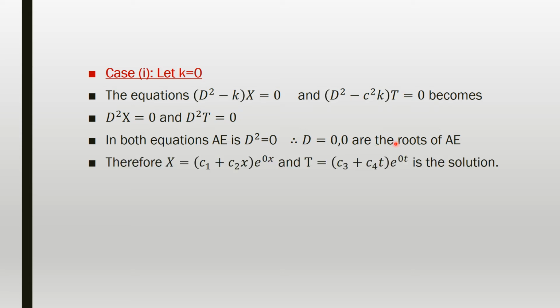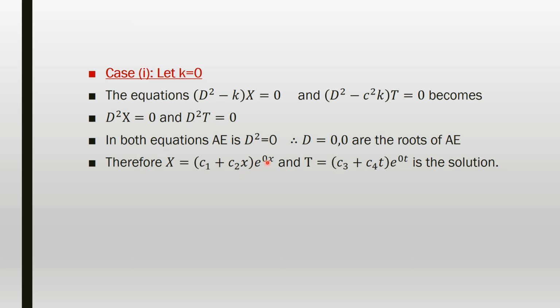So corresponding to the first differential equation, auxiliary equation D² = 0, so D = 0, 0. The solution is (c1 + c2x)e^(0x). We know that whenever roots are repeated in a homogeneous differential equation, we know how to write the solution. That is the complementary function itself, the solution, (c1 + c2x)e^(0x).